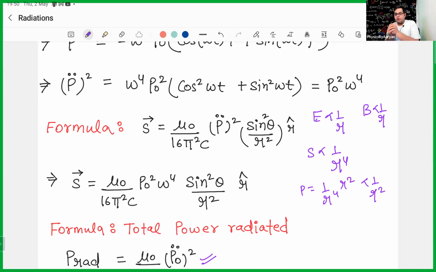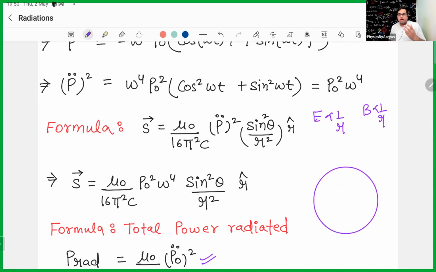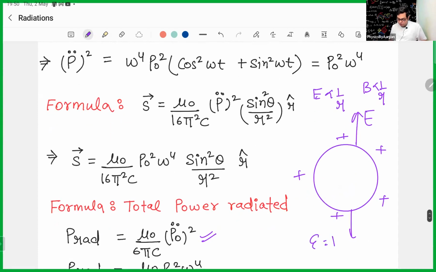But when we generate an EM wave, this source is transferring energy, but it does not mean that this source is losing some of its energy. For example, when you have a charged sphere, it has an electric field, and that electric field is kq by r square. It has that electric field, but it does not mean that your sphere is losing some of its energy.